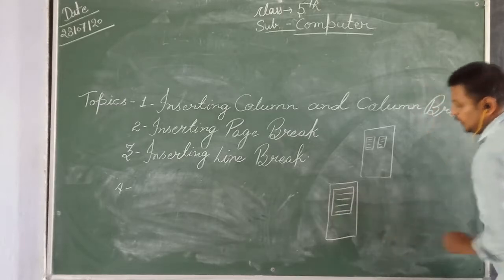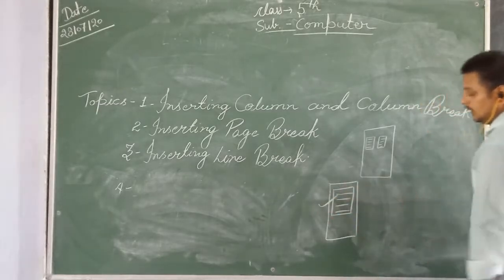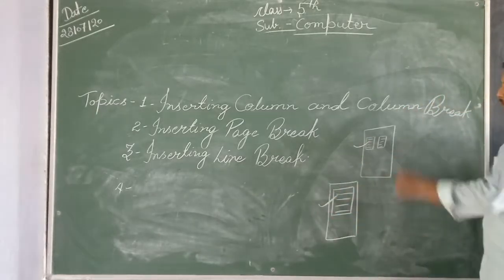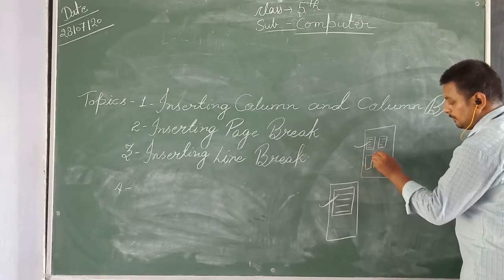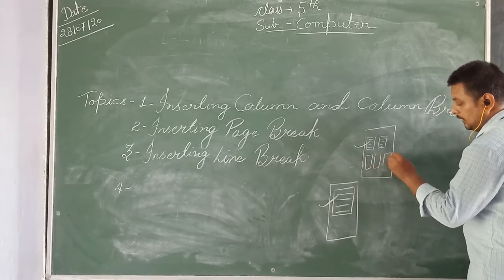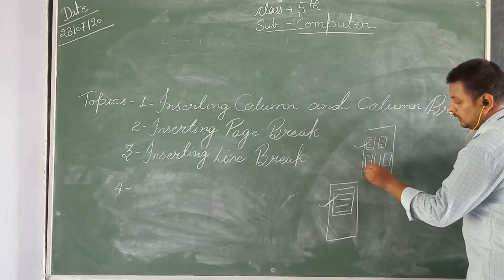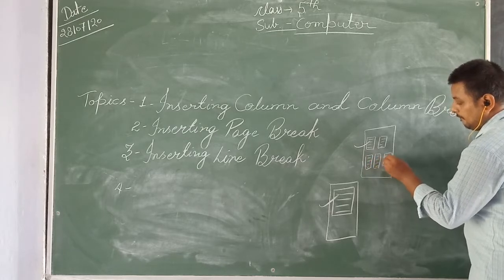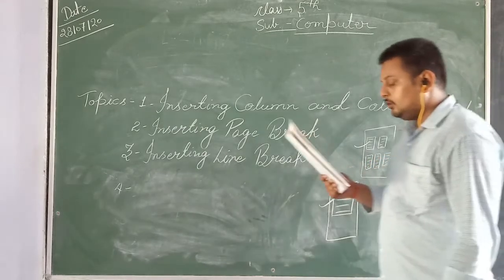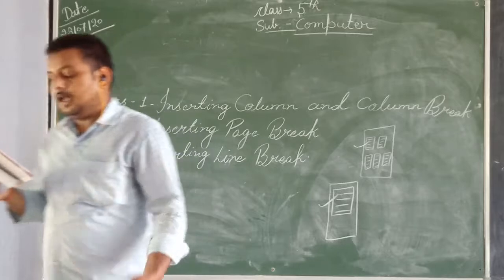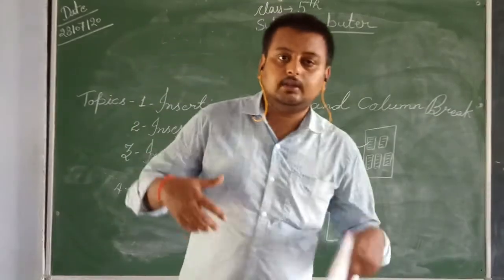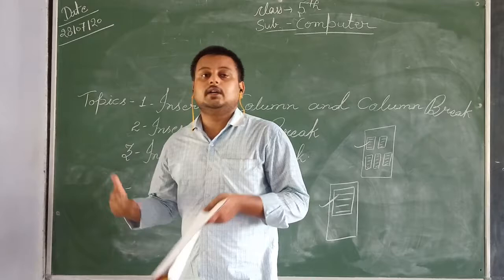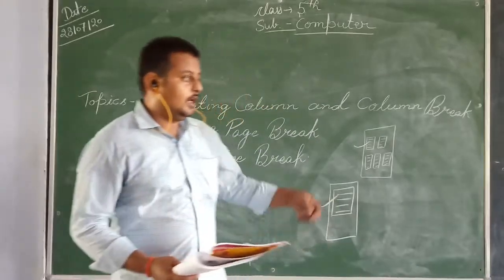If you choose 1, then it will look like this. If you choose 2, then it will look like this. And if you choose 3, then your whole content, whole text will be converted into 3 columns. Then there are left, right, and more columns. Depending upon your desire and your need, it will change accordingly.